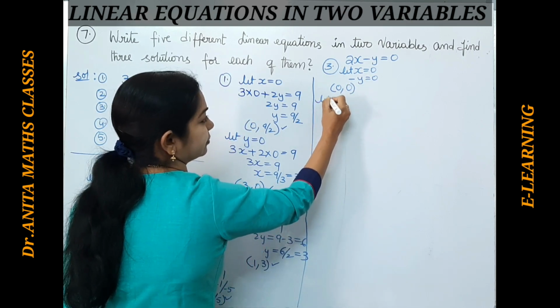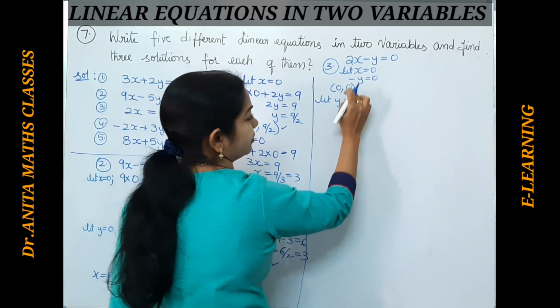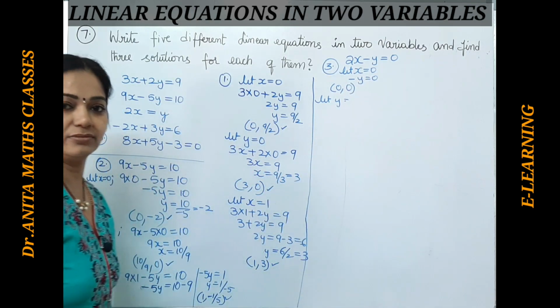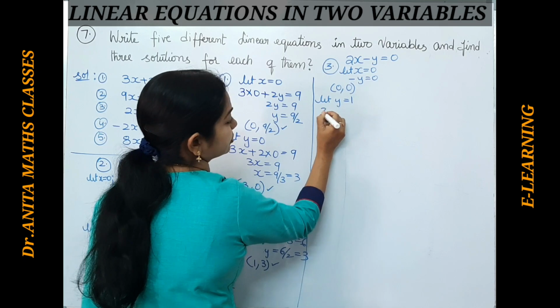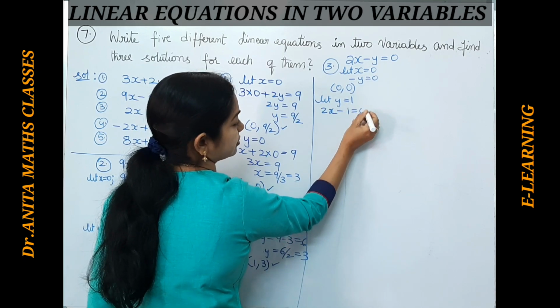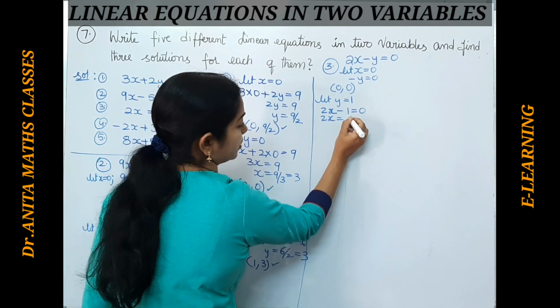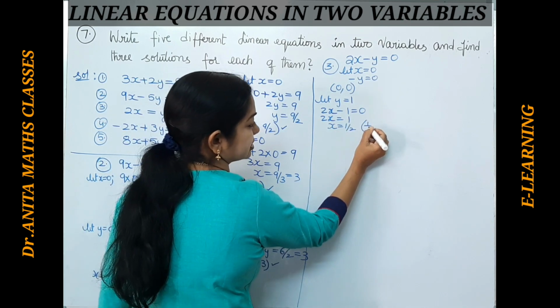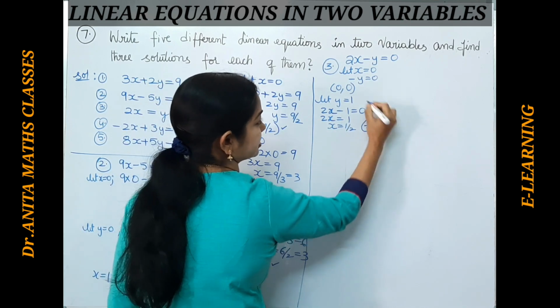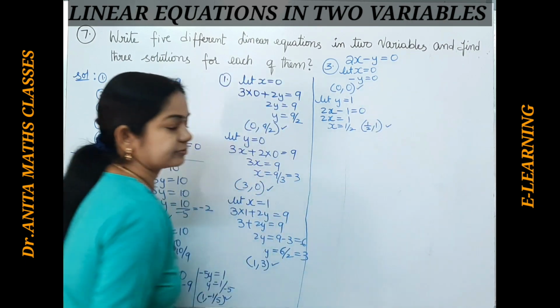Now let y equal to 0. Here y equal to 0 we got it. Okay. So let us take another value. So let y equal to 1. So 2x minus 1 equal to 0. 2x equal to 1. x is equal to half. So when x is half, y value is 1. This is the second solution.